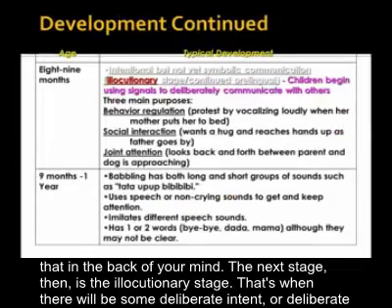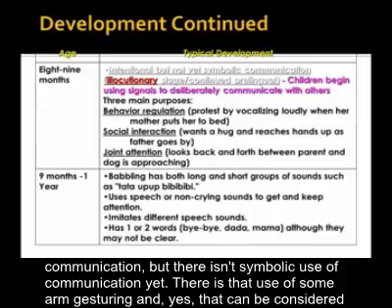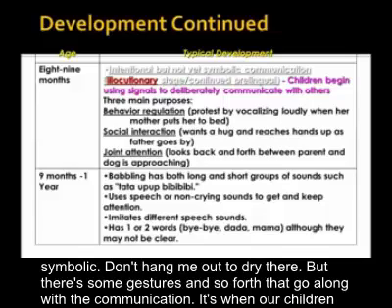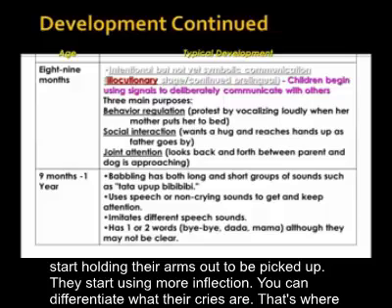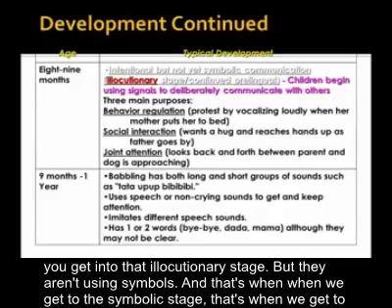The next stage then is that illocutionary stage. That's when there starts to be some deliberate intent or deliberate communication, but there isn't symbolic use of communication yet. There is that use of some arm gesturing, and yes, that can be considered symbolic. Don't hang me out to dry there. But there's some gestures and so forth that go along with the communication. It's when our children start holding their arms up to be picked up. They start using more inflection. You can differentiate what their cries are. That's where you get into that illocutionary stage. But they aren't using symbols.